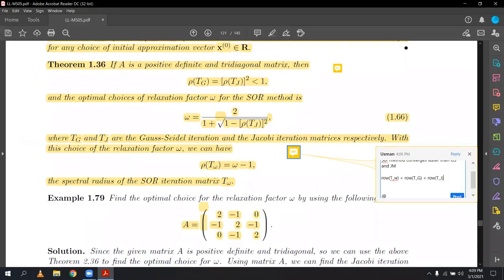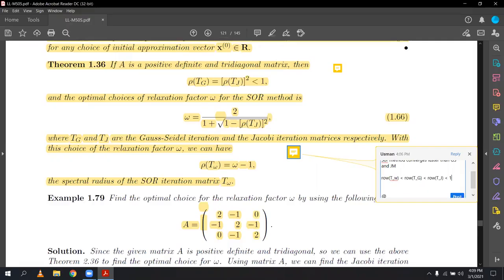All of these should be less than 1. And the smaller the value of rho, the faster the convergence. Yes, please. How can you do this one here now?